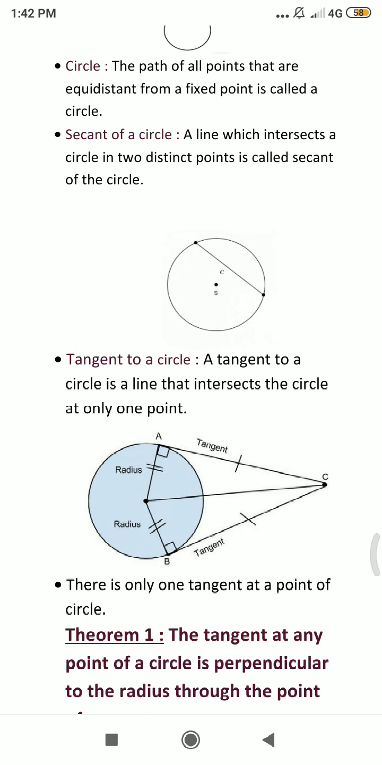Third point is tangent to a circle. A tangent to a circle is a line that intersects the circle at only one point. We can see in the figure that there are two tangents. First is AC and second is BC. There's only one tangent at a point of a circle. We can see at point A there's only one tangent AC and at point B similarly one tangent BC.